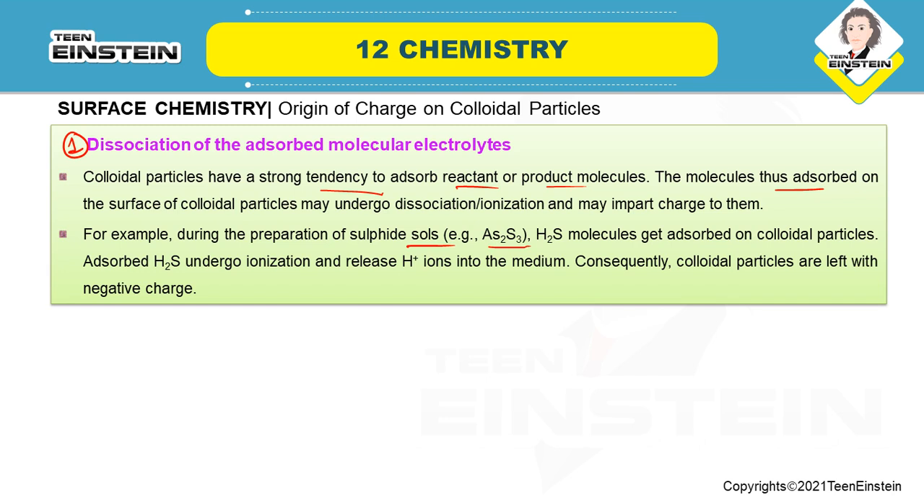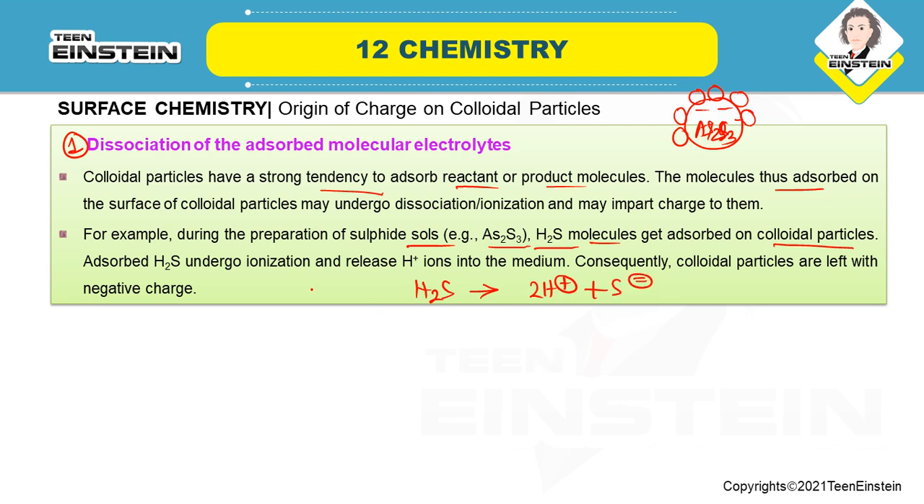So to prepare arsenic sulfide, we have used the starting material H2S. Now if there is some amount of H2S remaining, present in excess, it will get adsorbed on the colloidal particles. As2S3 is actually a negatively charged colloid that we have seen in the previous slide. The excess H2S present in the medium undergoes ionization, forming H+ and sulfide ions.